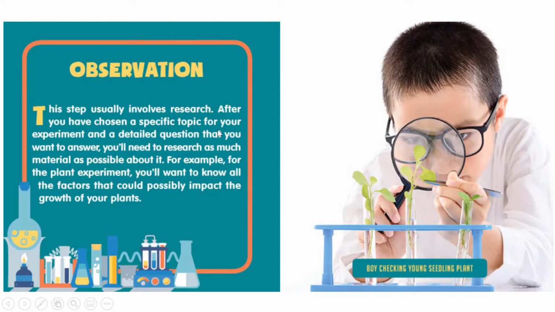Observation. This step usually involves research. After you have chosen a specific topic for your experiment and a detailed question that you want to answer, you'll need to research as much material as possible about it. For example, for the plant experiment, you want to know all the factors that could possibly impact the growth of your plants. There's a boy checking young seedling plants.